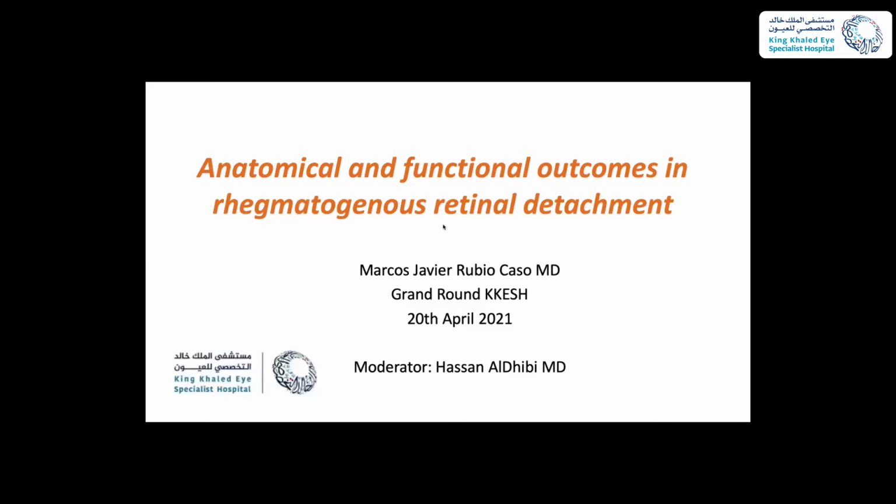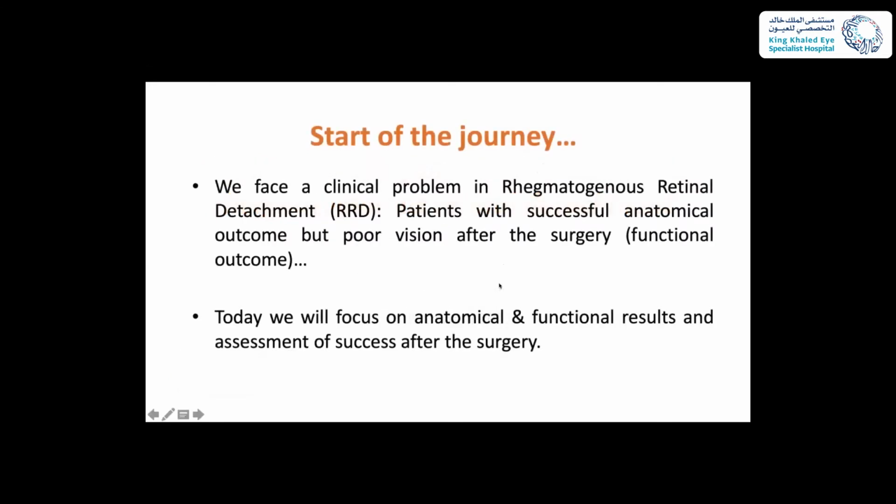Okay, perfect. So usually we sometimes have a clinical problem when we deal with rhegmatogenous retinal detachment surgery. These patients will have a successful anatomical outcome, meaning the retina is flat after the surgery, but they have poor vision after the surgery. It means that they have a poor functional outcome. Today, we're going to focus on these results and also how we can assess the success of the surgery.